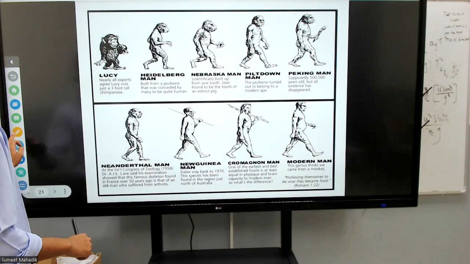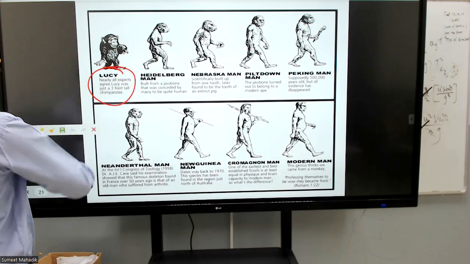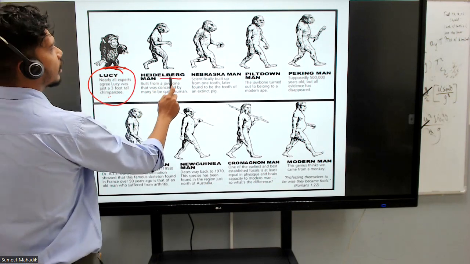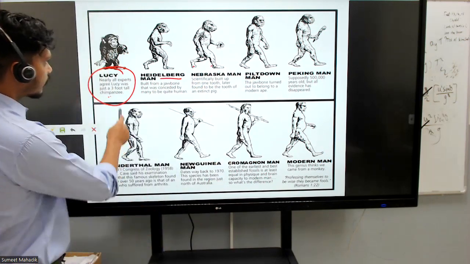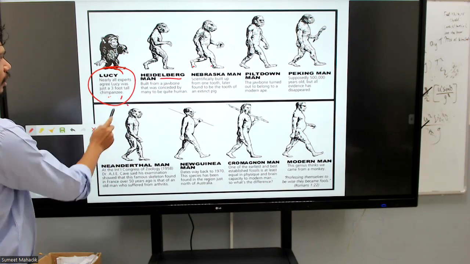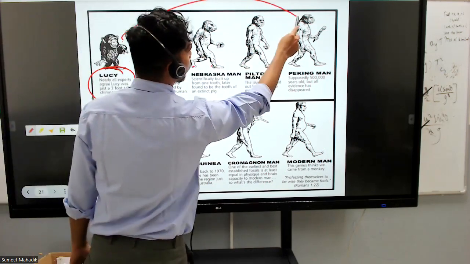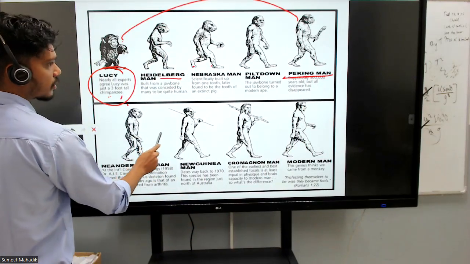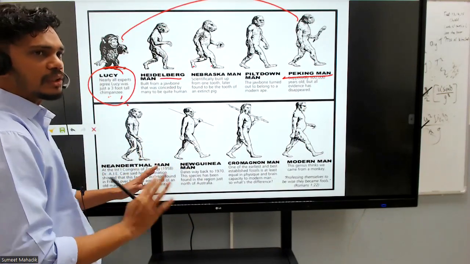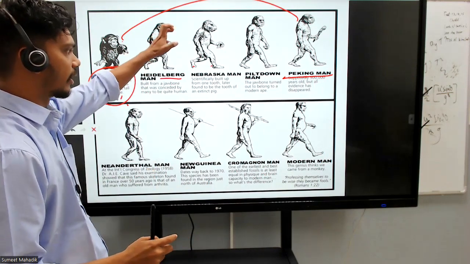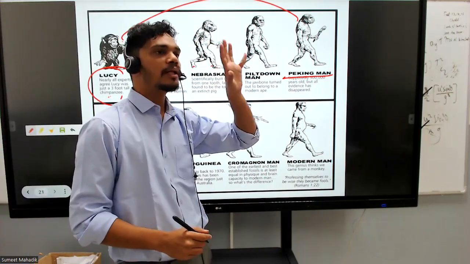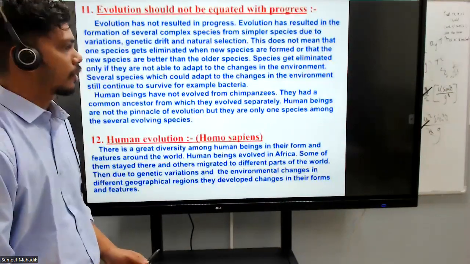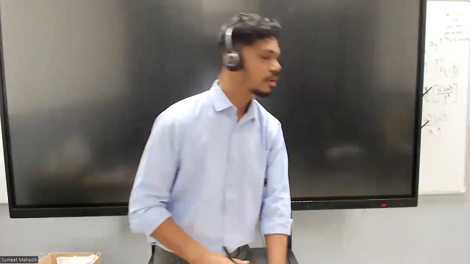So can you see something here? Nearly all experts agree Lucy was just a 3-foot-tall chimpanzee. Okay. Are we chimpanzees? No. From the chimpanzee, they developed into what? Then Neanderthal man was like this. So there are variations. We can't go into detail on this, but evolution is slow and steady change over time. Okay, so these are the things we study regarding evolution.